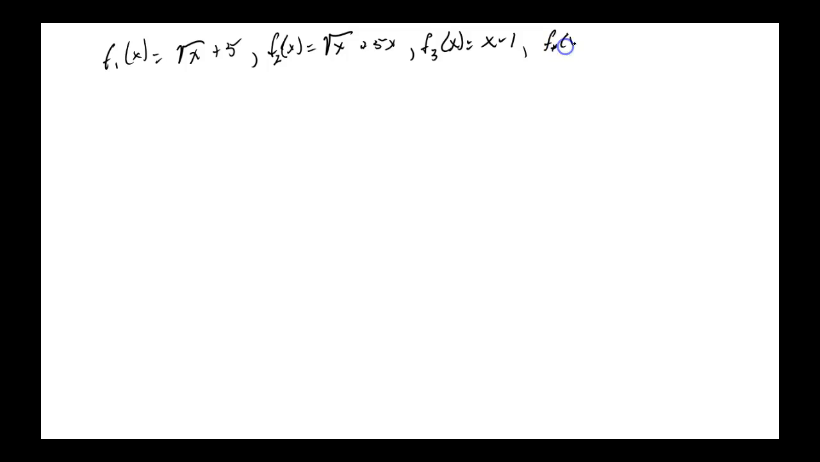Example 6. Here's a set of functions. f1 of x is equal to the square root of x plus 5, and that 5 is outside the square root symbol. f2 of x is equal to square root of x plus 5x, and the 5x is outside the square root. f3 of x is equal to x minus 1, and f4 of x is equal to x squared.